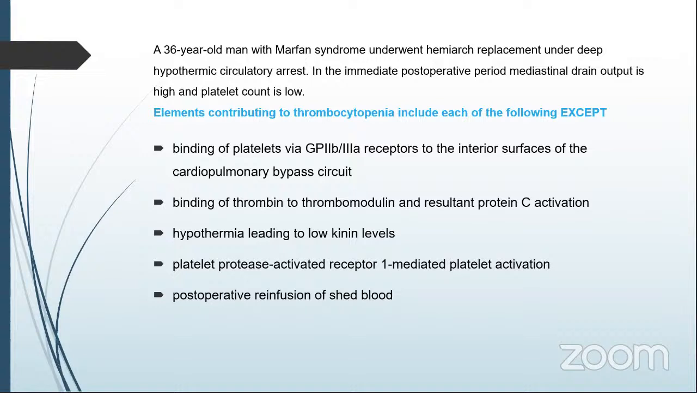Okay, so the answer is hypothermia leading to low kinin levels because as you all know, there is a five-system activation during the bypass. One of them is the contact system, and the contact system leads to a high level of kinin that will cause thrombocytopenia, not a low kinin level. And the other three options all can cause thrombocytopenia as it's a result of the bypass circuit.